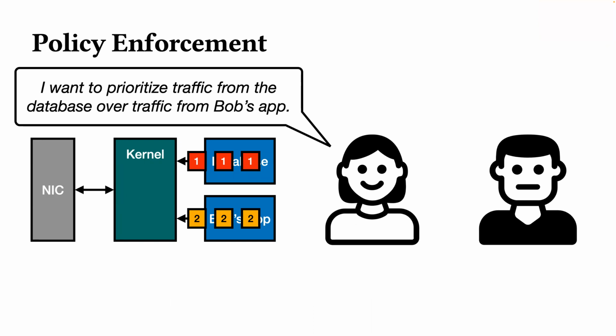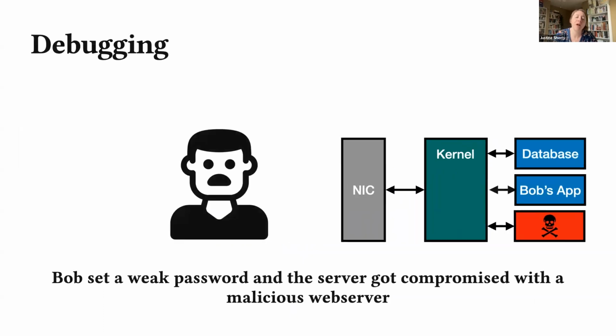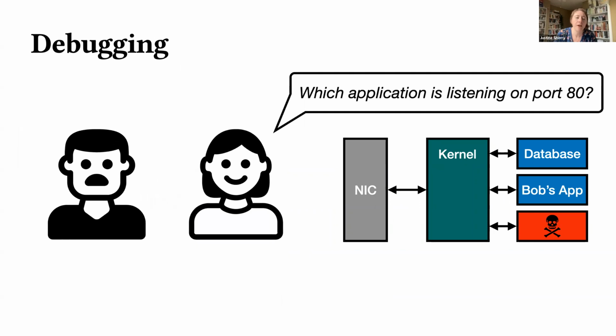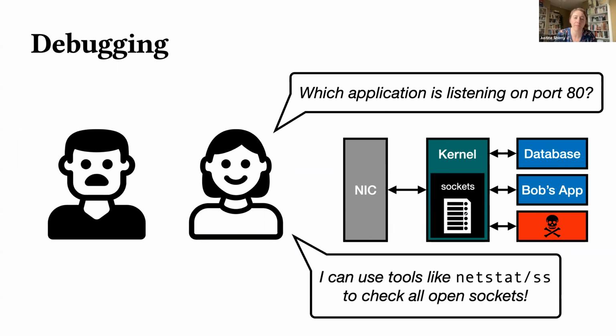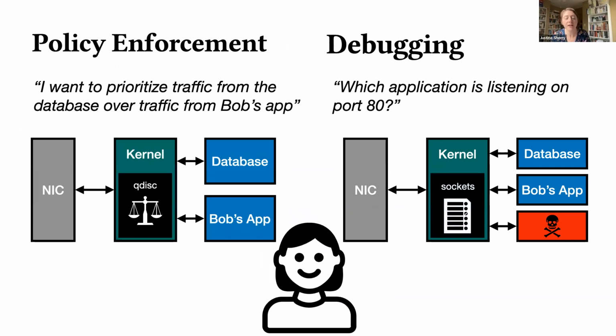So Administrator Alice can use TC to set a priority, allowing the database to override Bob's traffic. Here's another example. What if Bob sets a weak password and now he's running a malicious web server? Because the kernel is interposing on all traffic, Alice can figure out what the heck is going on here by looking at open sockets or using TCP dump. These features and others are very useful, and they're enabled by the fact that the kernel can interpose on the traffic going in and out of the server, but administrators lose them when they adopt kernel bypass.